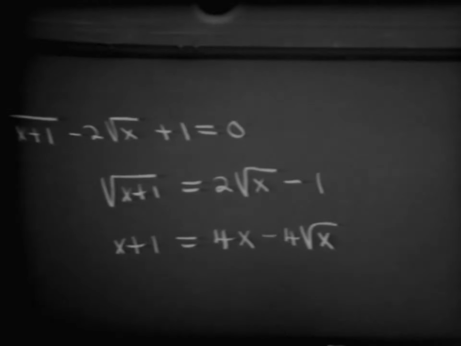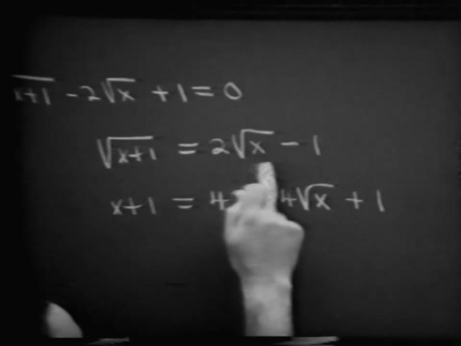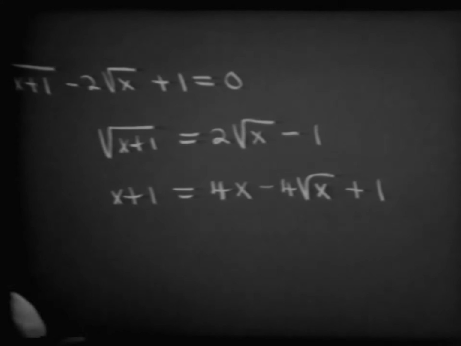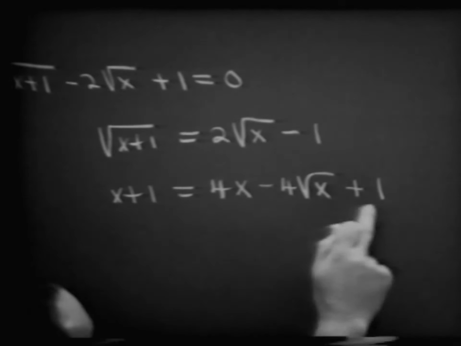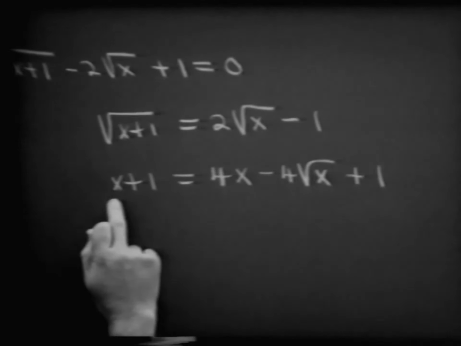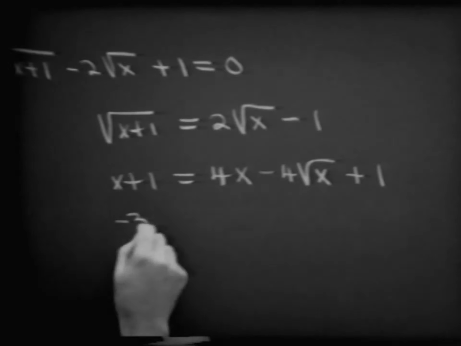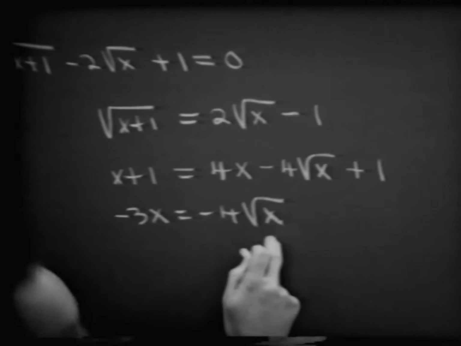Okay, and then we still have what? Plus 1. Does everyone agree that 2 root x minus 1 all squared then is equal to this? Okay, now, let's see what we can do with this. If we were to subtract 1 from both sides, all right, and also let's subtract 4x from both sides. So x minus 4x is what? A negative 3x is equal to a negative 4, the square root of x.